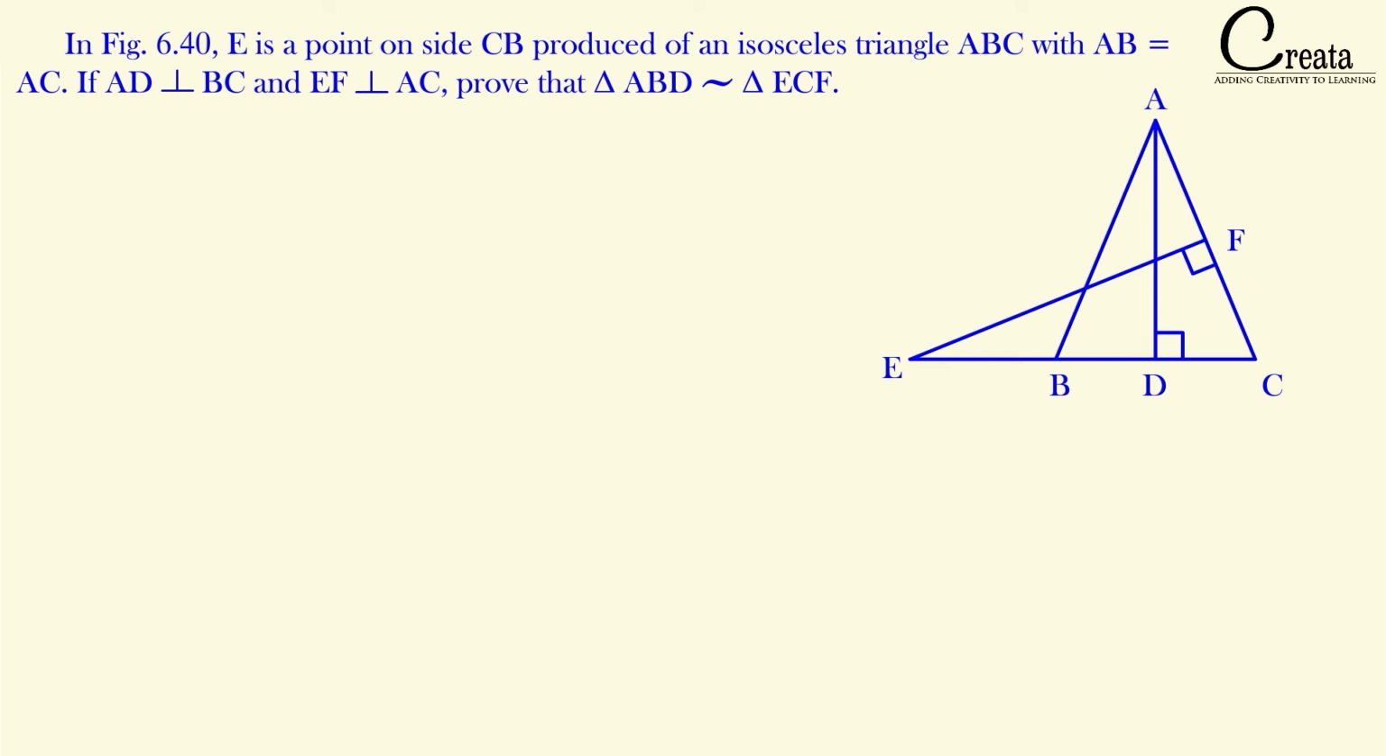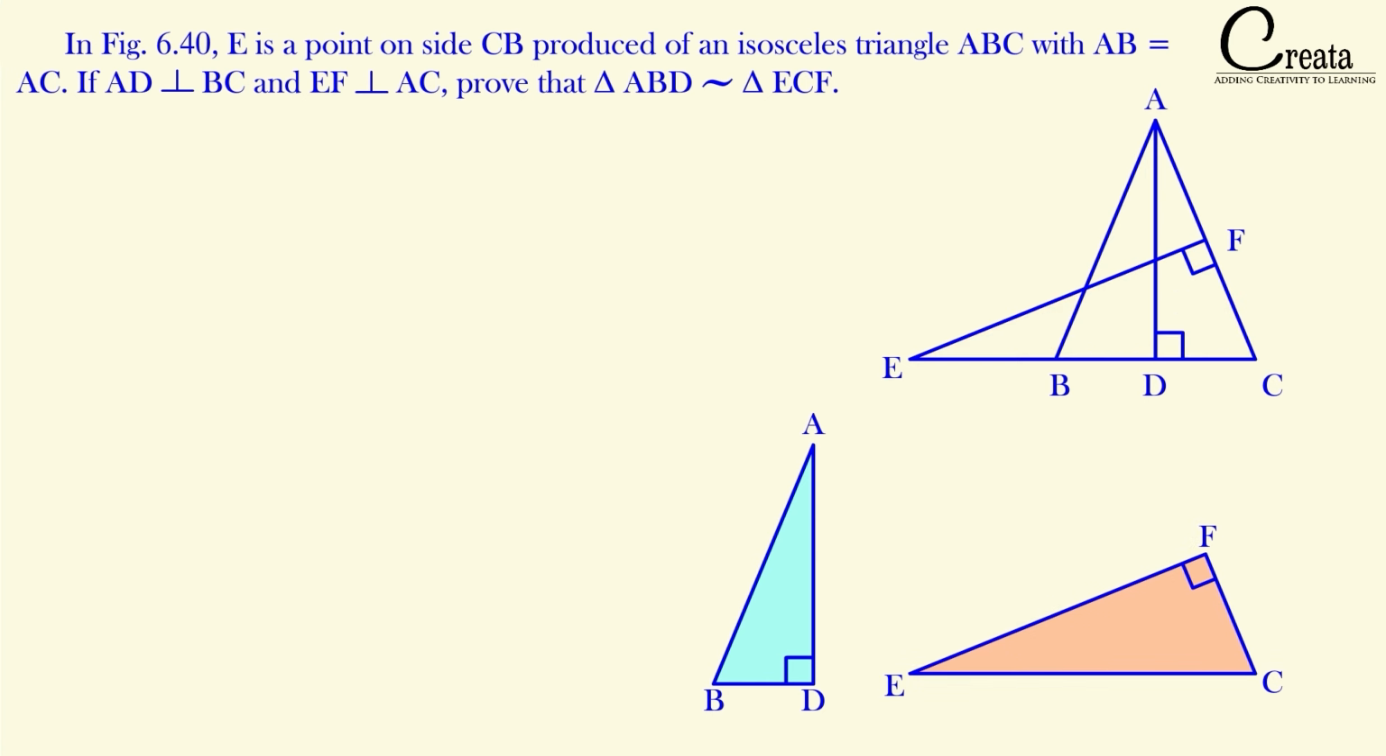In the given figure, we have a triangle ABC and the side BC is produced up to the point E, and EF is perpendicular to side AC. It means the angle F is 90 degrees, and AD is perpendicular to the side BC. It means the angle D is 90 degrees. Further, the triangle ABC is given as an isosceles triangle, in which two sides of the triangle are equal. Here AB and AC of this triangle are equal to each other. And we have to prove the triangle ABD and the triangle ECF as similar to each other.